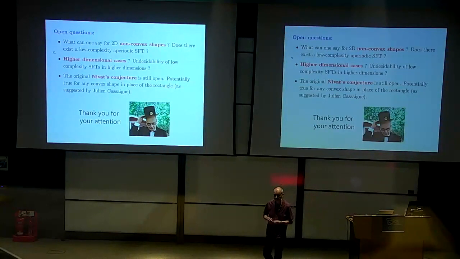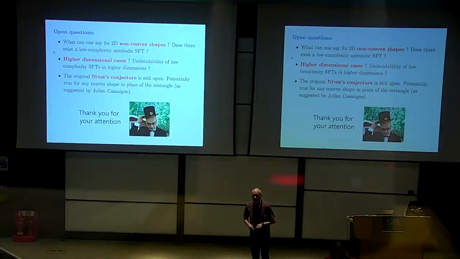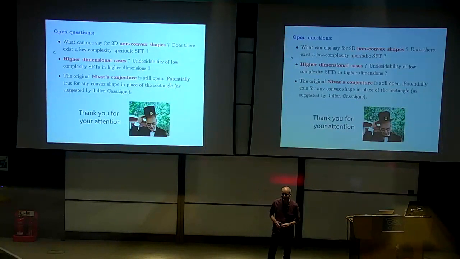Two questions. One is, what do you mean by convex shape? Because the only convex shapes I can think of are made out of squares or rectangles. Okay, that's a good question. So you take a convex shape in R2, and then you intersect it with the lattice.